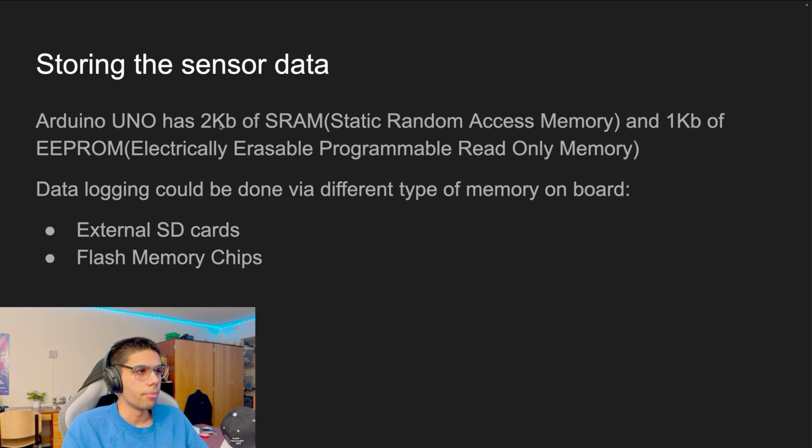By default, it has just 2 KB of SRAM and 1 KB of EEPROM. SRAM is static random access memory. It's kind of like RAM. It is a form of volatile memory, which means as soon as your Arduino is powered off, the memory vanishes. The memory is no longer there. But EEPROM is more like ROM, read-only memory, kind of like our HDDs, hard disk drives. But it is only 1 KB, so it's kind of useless.